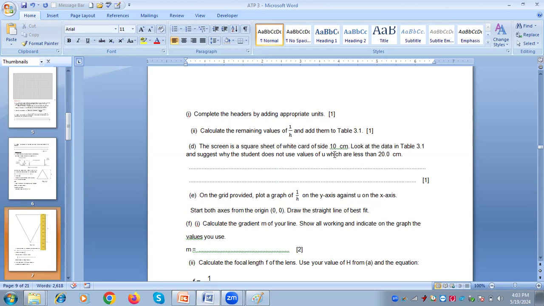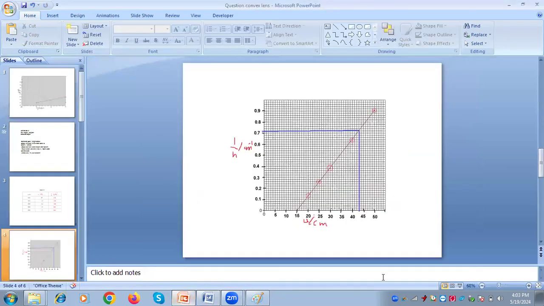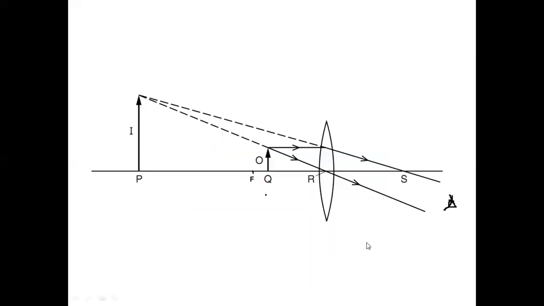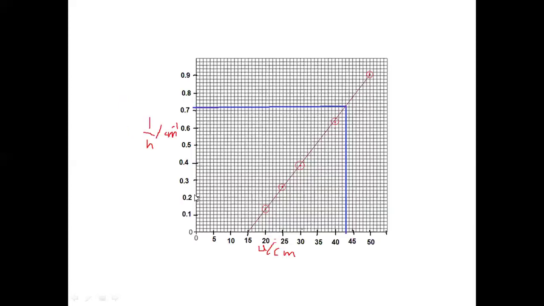And moreover, up till this part, the student has not found out the focal length. If any distance is less than 20 centimeter, the image will not be real. It will be a virtual image. It won't be formed on the screen. Okay, let us see this. When object distance is less than the focal length, then the image will be virtual.